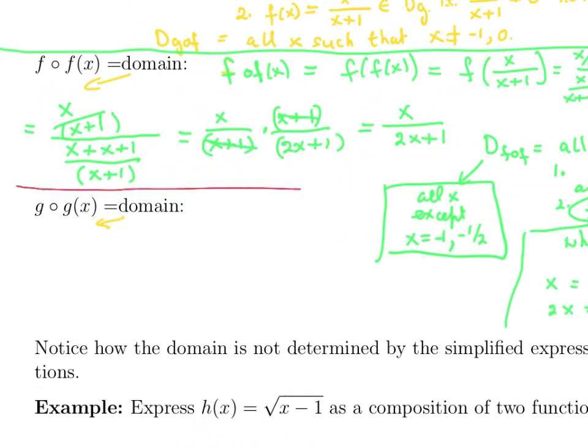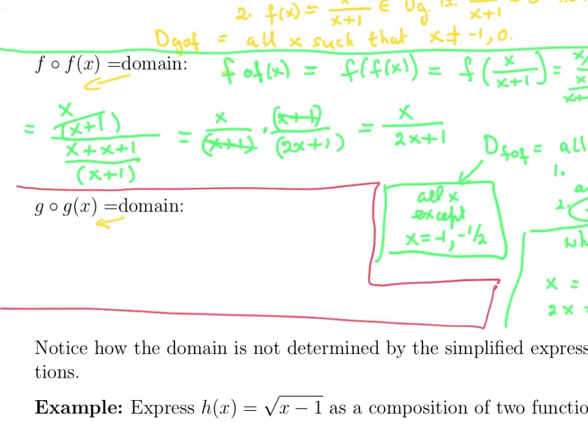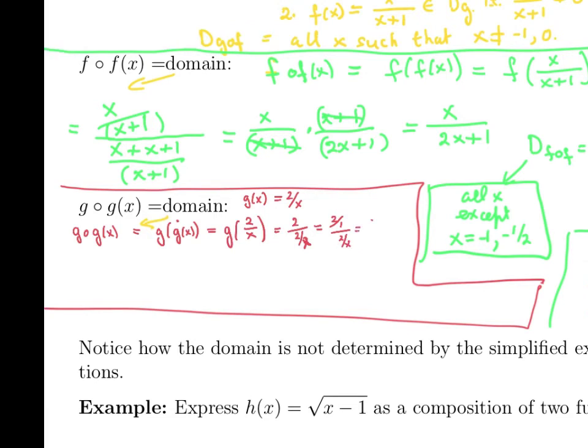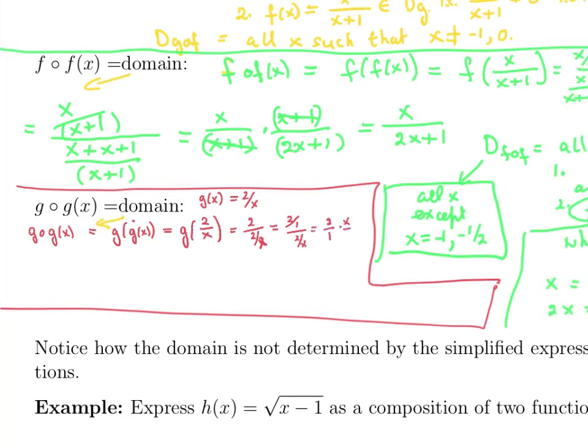Now lastly, I have g after g here. Remember, g of x is 2 over x here, and g after g of x is g applied to g of x, which is g applied to 2 over x. So I replace every x in the formula for g by 2 over x. That gives me 2 over 2 over x, which is equal to 2 over 1 over 2 over x, which is 2 over 1 times x over 2, which is just x.